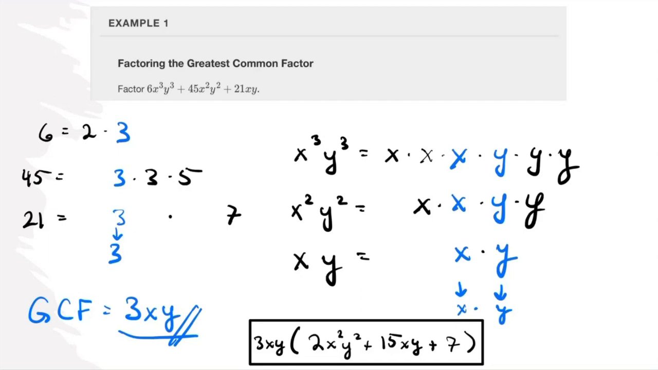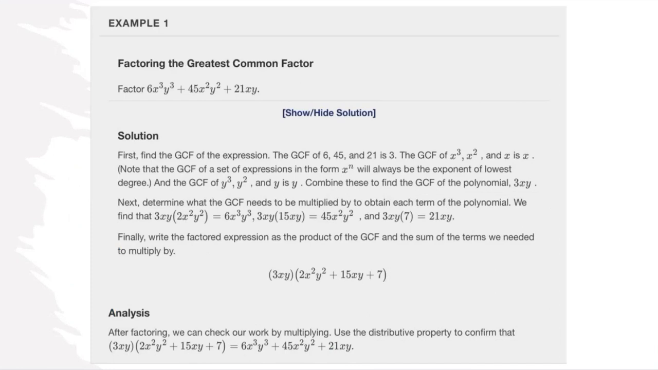So keep in mind, you can check, because if you multiply back, you should get back to the original, right? So 2, 15, and 7, okay?